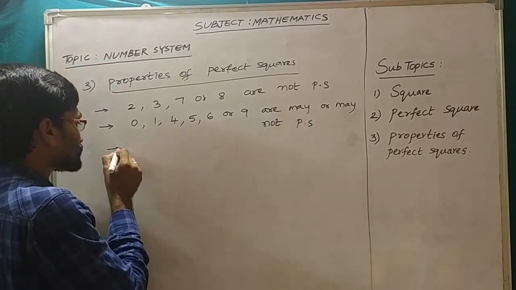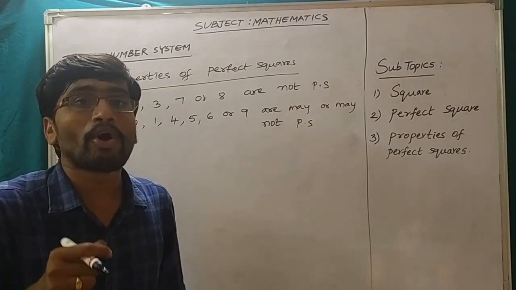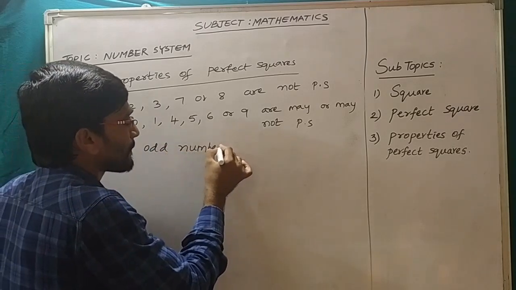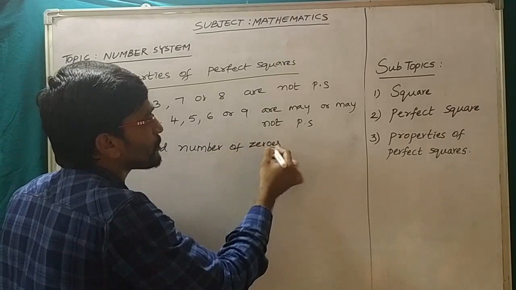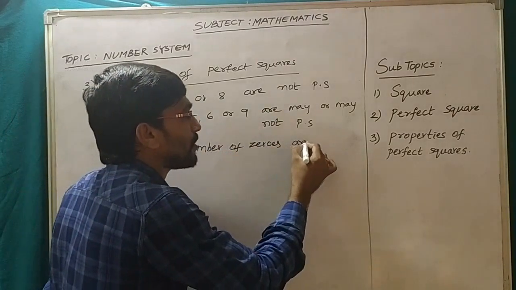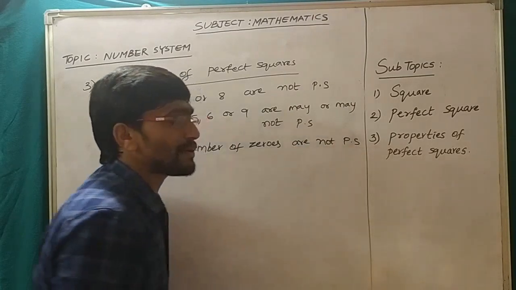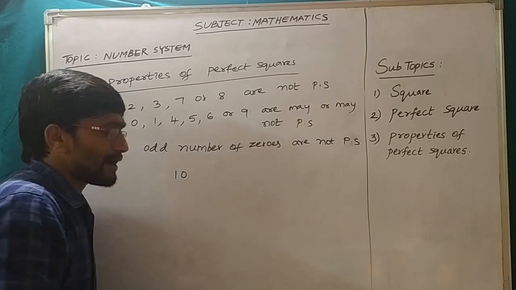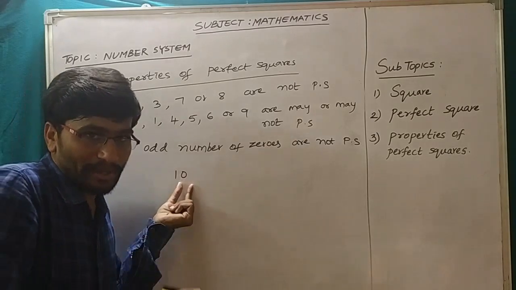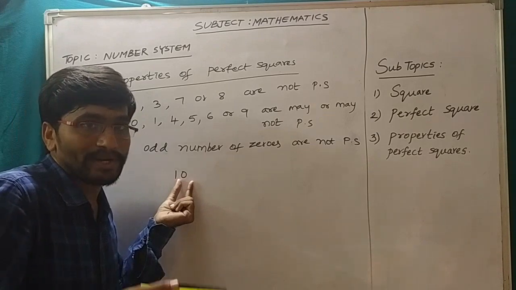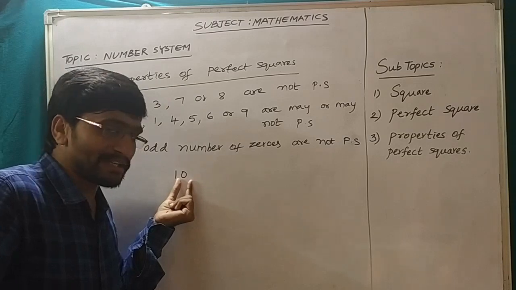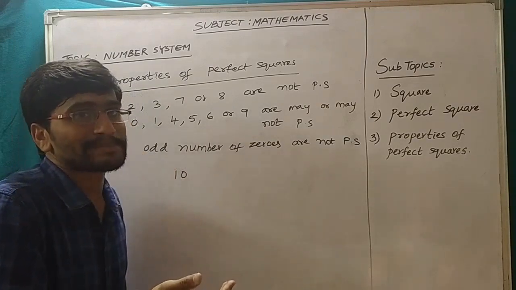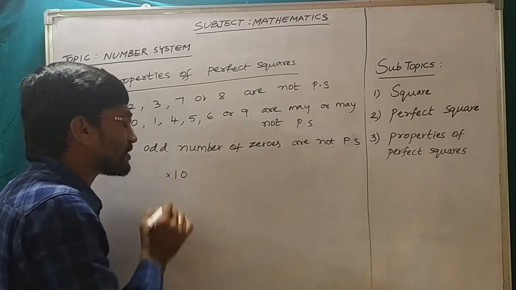And the third point is: the numbers ending with an odd number of zeros are not perfect squares. That means let us consider 10. 10 ends with 1 zero, and 1 is an odd number. That means it ends with an odd number of zeros, so it is not a perfect square, because 10 cannot be expressed as the square of any other natural number.